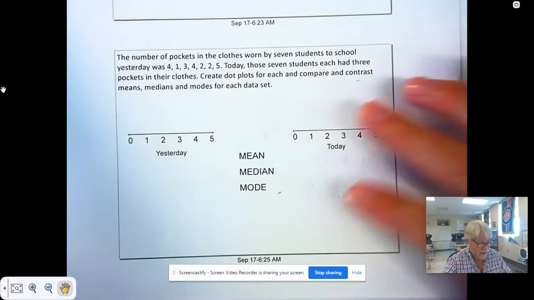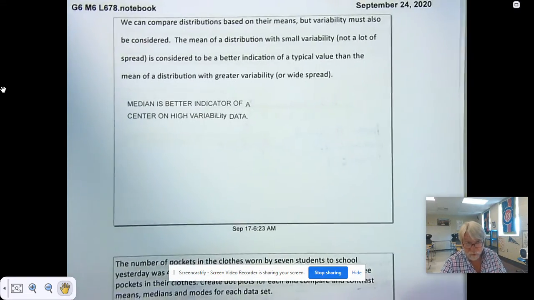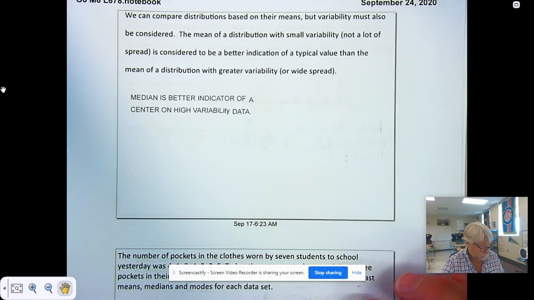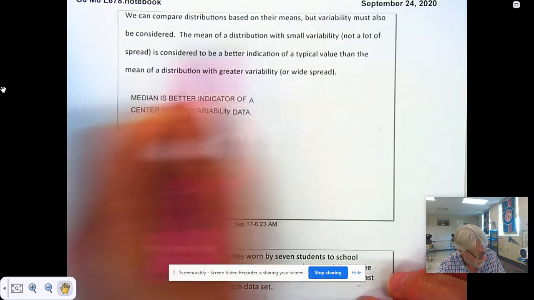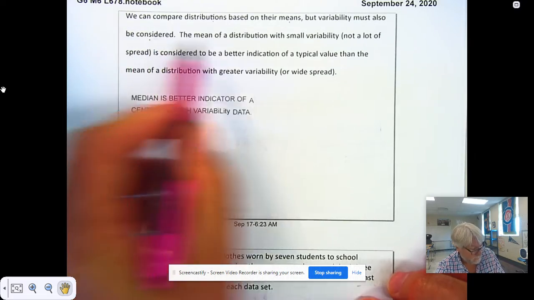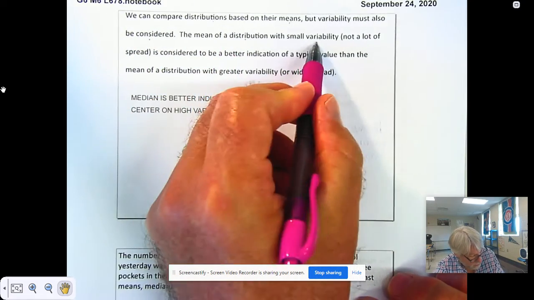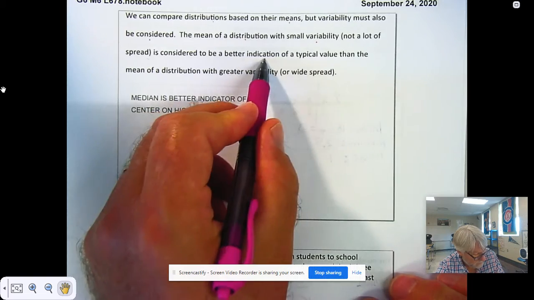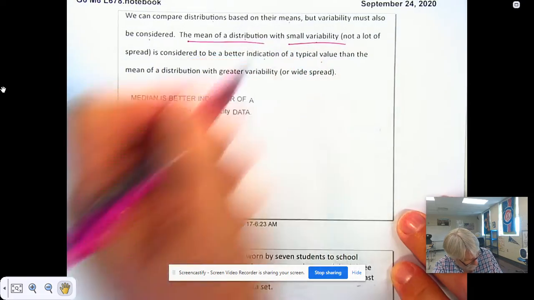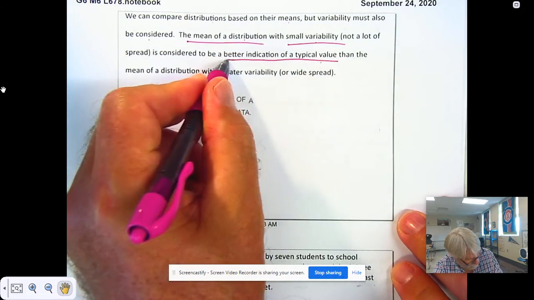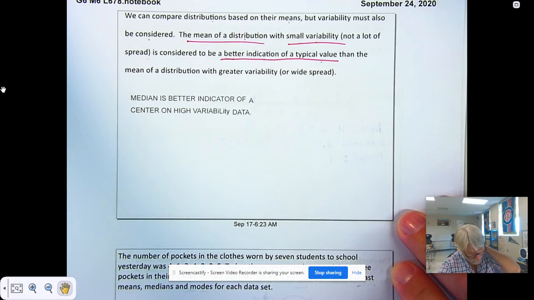To help clarify what to choose for your better representation of center, we look to slide 3. We can compare distributions based on their means, but variability must also be considered. The mean with small variability is considered to be a better indication of a typical value than the mean with a wide spread or greater variability.